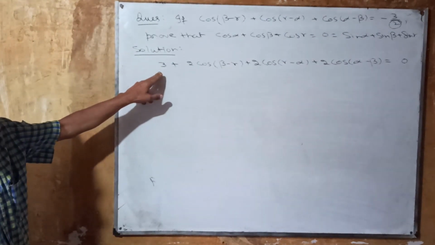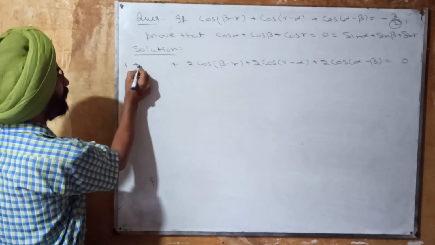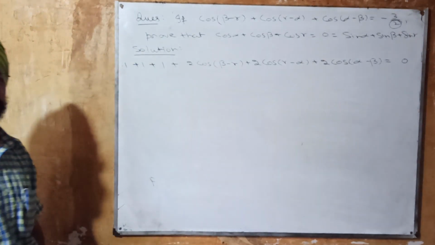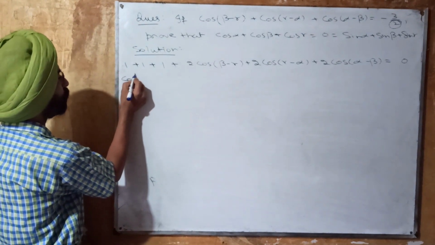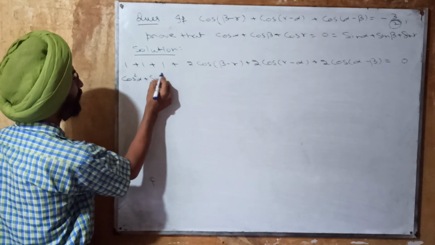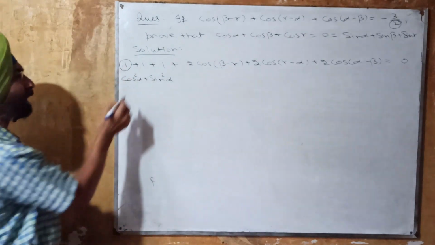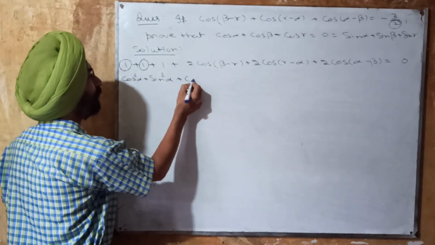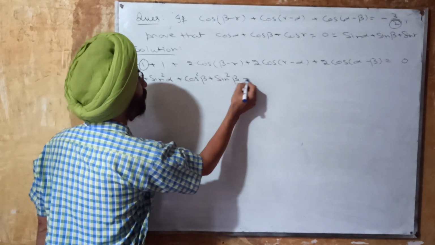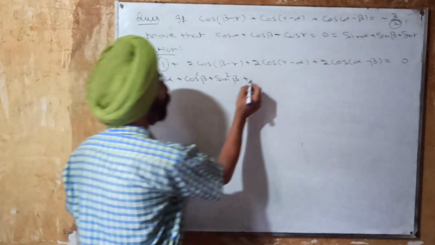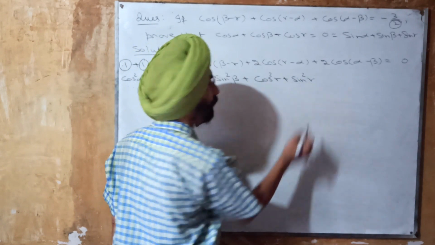Further, this 3, I am going to break into 1 plus 1 plus 1, 3 times. For the first one, I am going to write cos square alpha plus sin square alpha. For the second one, I am going to write it as cos square beta plus sin square beta. Plus, for the third one, I am going to write it as cos square gamma plus sin square gamma.